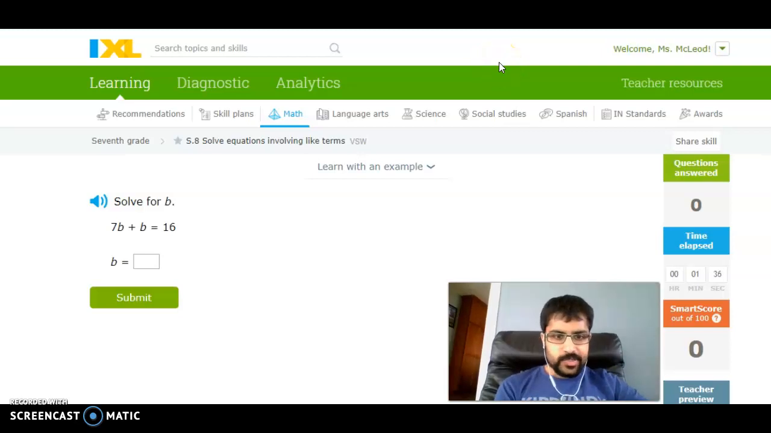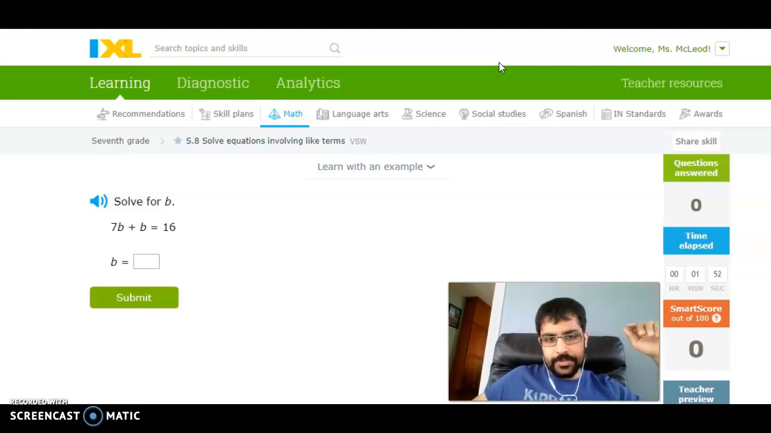Hey friends, today we are looking at solving equations using like terms. This actually has a lot of skills in common with some of the stuff we did before, where we were trying to evaluate expressions using variables that might have different operations between them. This time we have an equation in play.